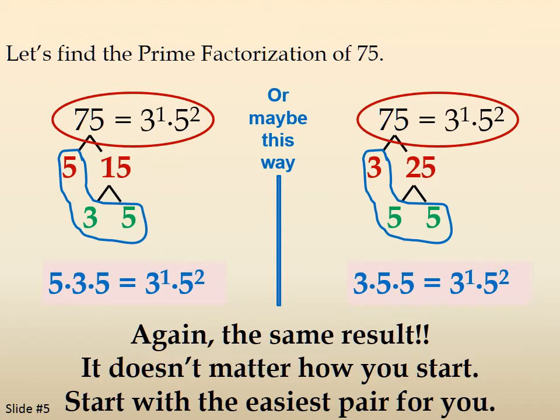It doesn't matter how you start. Start with whichever is the easiest pair for you. If you saw that 75 was 3 times 25, you could start with that. If you didn't, you could say, well, 75 ended in 5, so I know 5 goes in there, and you could start with 5 times 15. Doesn't matter which way you start, you will end up with the same answer.